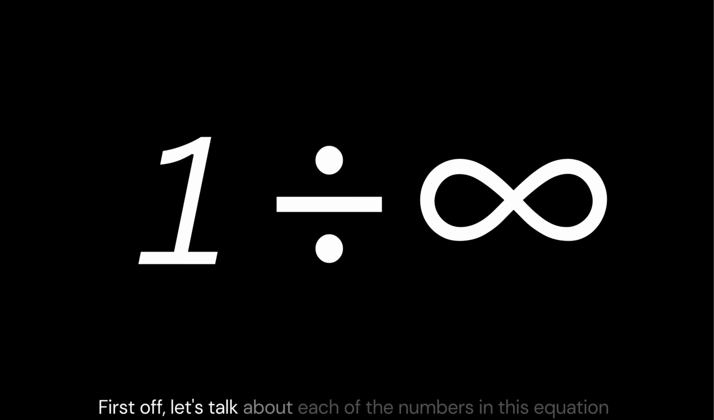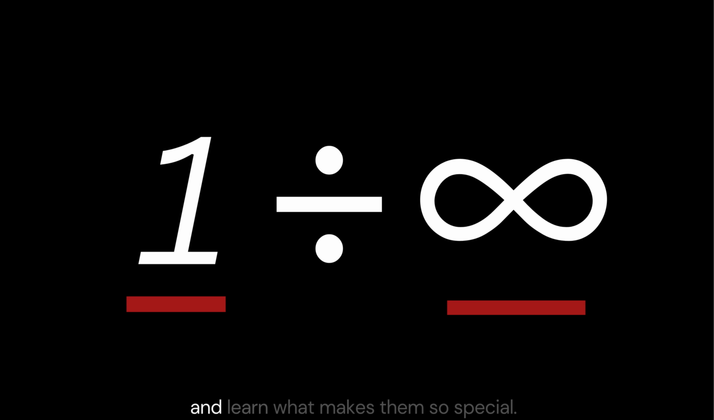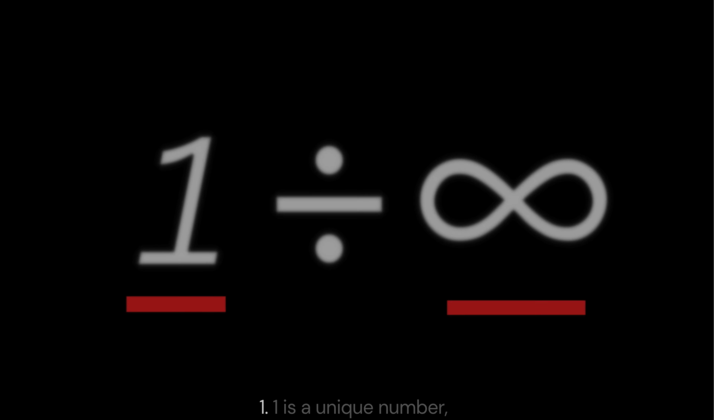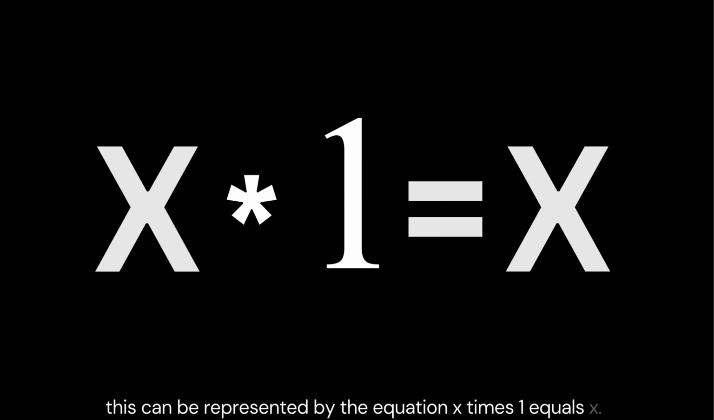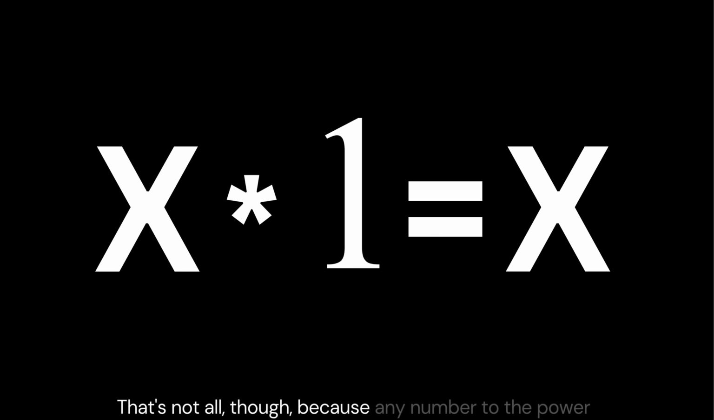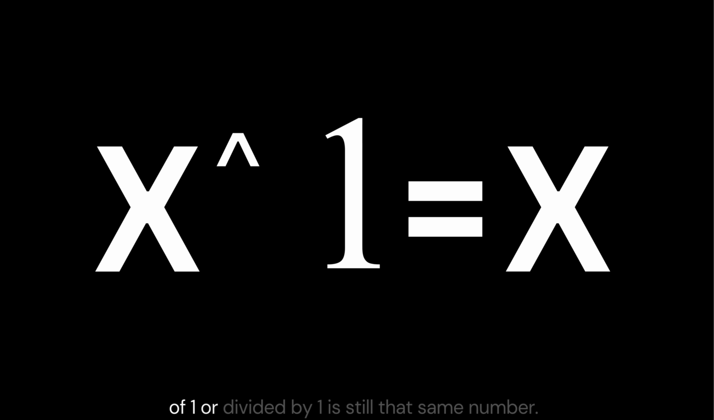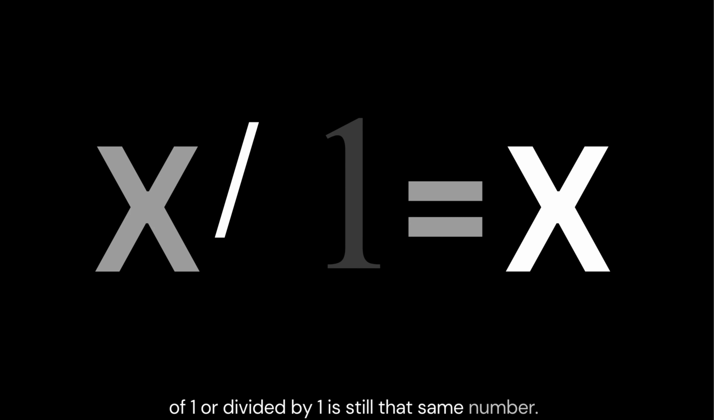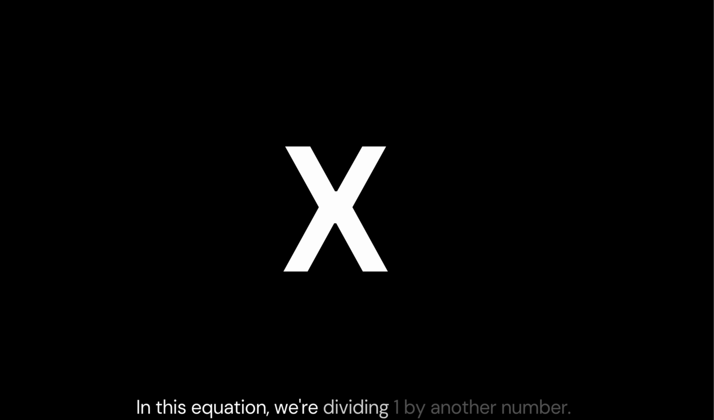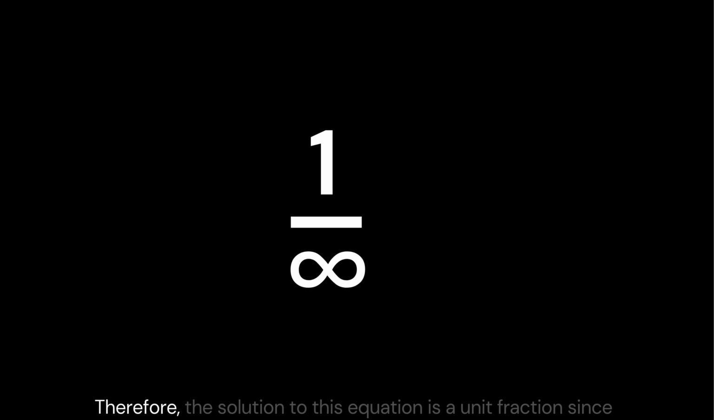First off, let's talk about each of the numbers in this equation and learn what makes them so special. 1. 1 is a unique number, and there is a reason why it is so special. Anything multiplied by 1 is the same number, and this can be represented by the equation x times 1 equals x. That's not all, though, because any number to the power of 1 or divided by 1 is still that same number. In this equation, we're dividing 1 by another number. Therefore, the solution to this equation is a unit fraction, since 1 is the numerator.